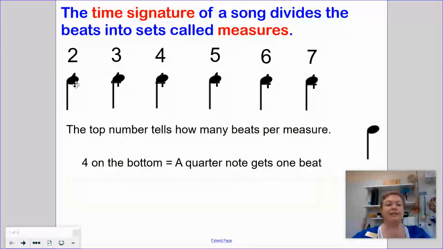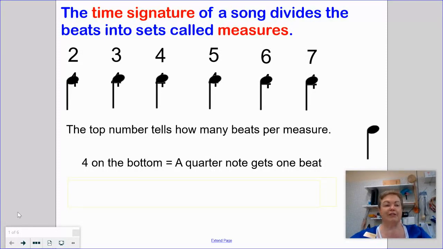So the time signature 2-4, that's going to tell me 2 beats in a measure. A quarter note gets 1 beat. The time signature 5-4, it's going to tell me 5 beats in a measure, and a quarter note gets 1 beat.